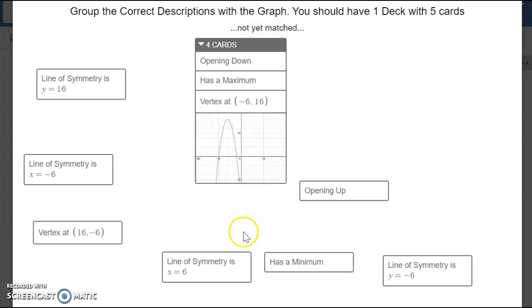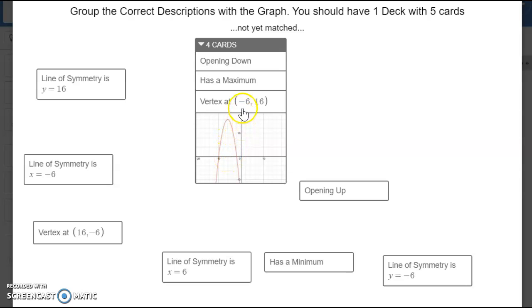What else? Okay, so line of symmetry. Line of symmetry is going to be a vertical line going down like so. Okay, and the line of symmetry always goes through the vertex. And what is the coordinate of the vertex? It's -6, 16.